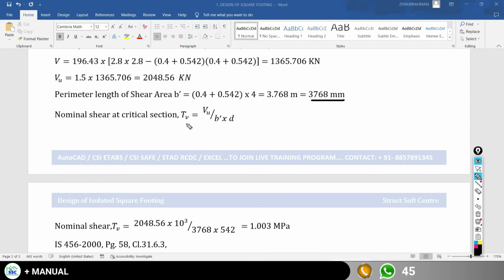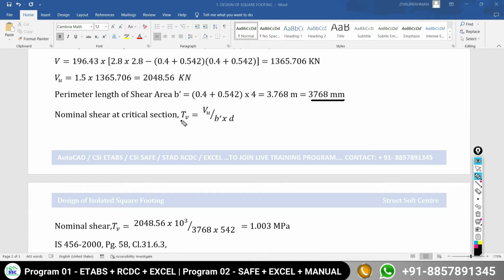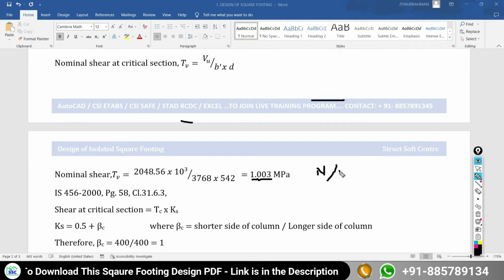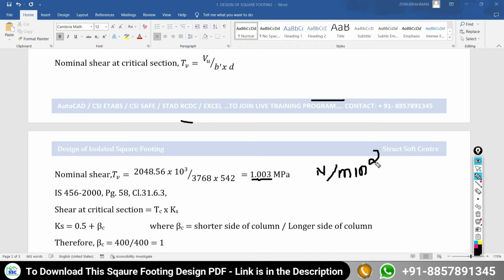Put all of these values in the nominal shear at critical section formula. So we are getting the nominal shear at the critical section as 1.003 Newton per mm square. This is the value we are getting at the critical section. Now we have to compare it with the critical shear.